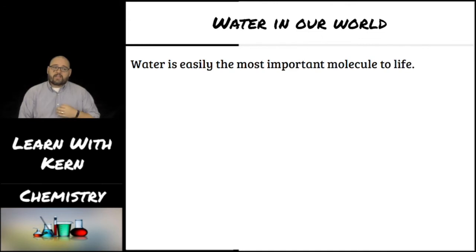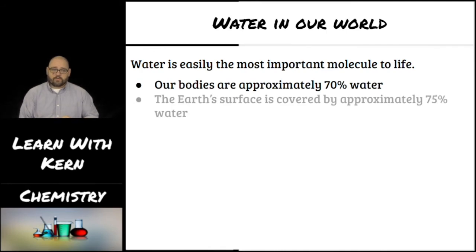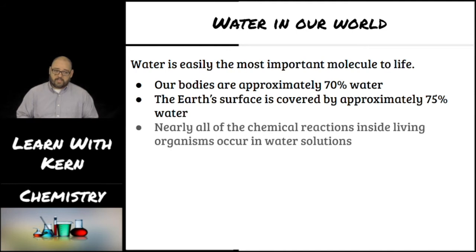So water is easily the most important molecule to life, right? Our bodies are approximately 70% water. The Earth's surface is covered by approximately 75% water. Nearly all of the chemical reactions inside living organisms occur in water solutions. And without the water solutions, they won't occur, which is why your body ceases to function properly if you get dehydrated. If you don't have enough water, the chemistry that makes your life possible doesn't happen quite right.